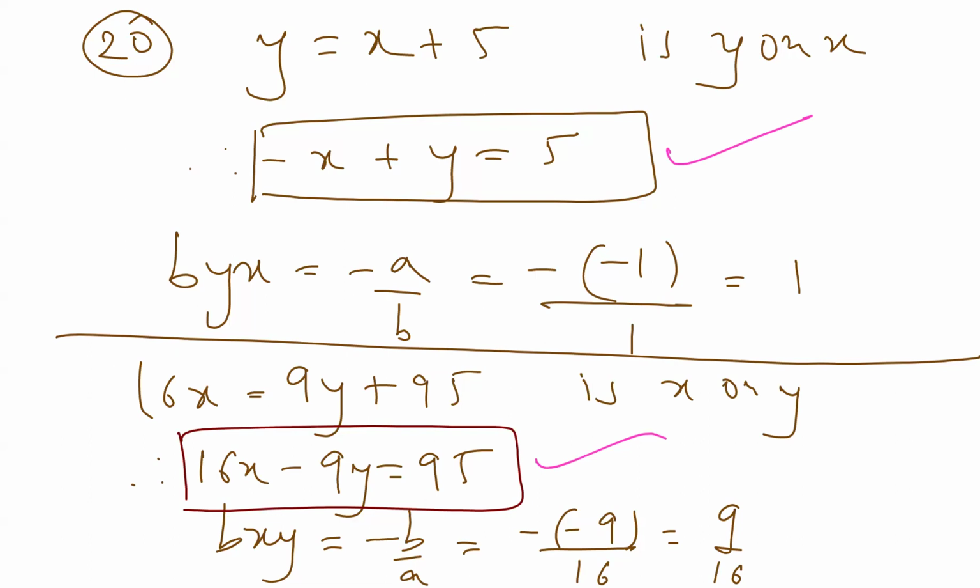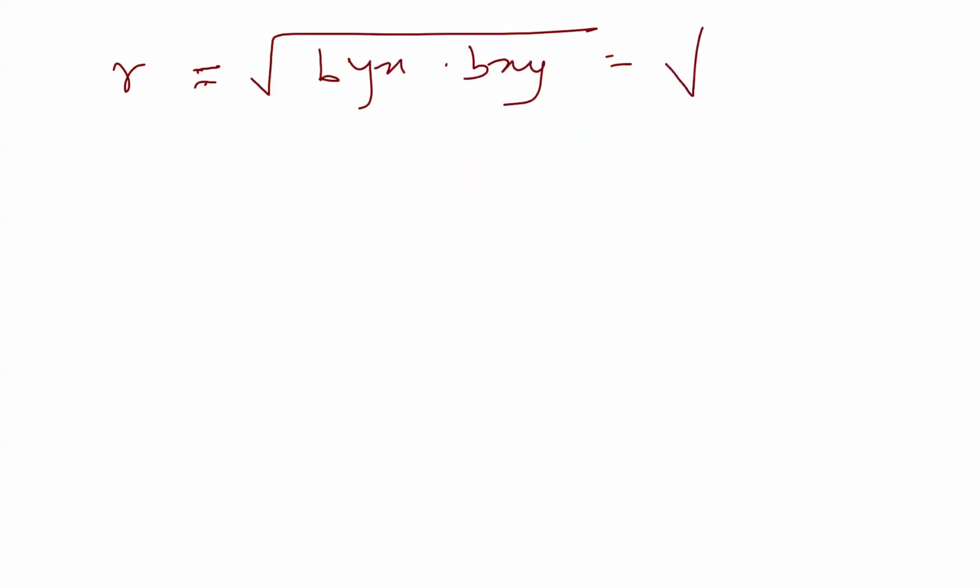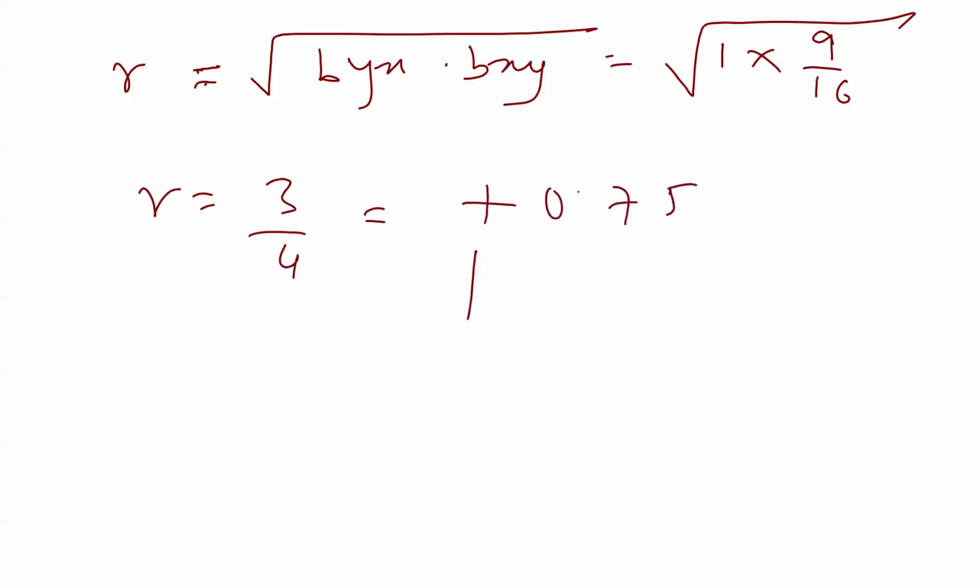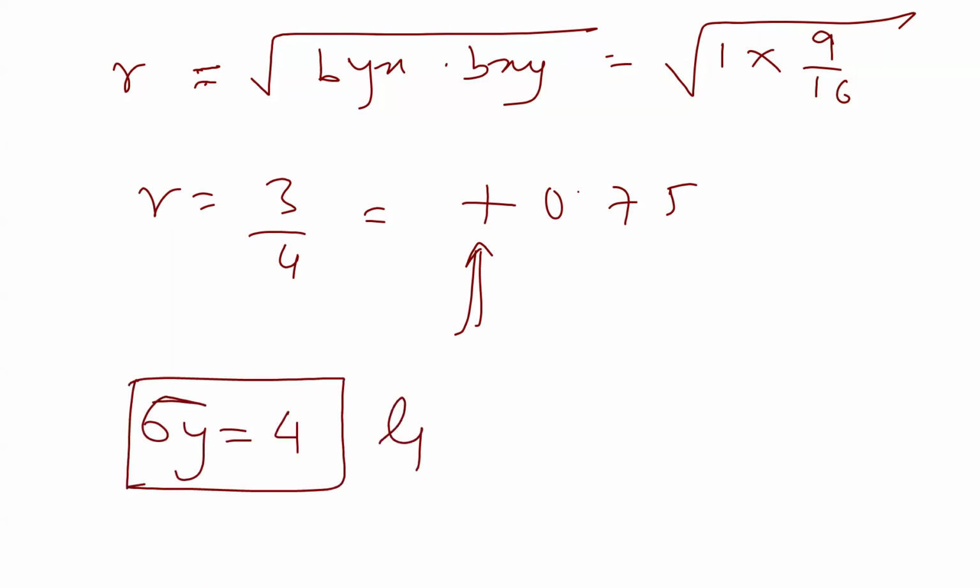R is also asked, correlation coefficient, in this problem. So R is equal to root of byx into bxy, root of 1 into 9 by 16. R is equal to 3 by 4, which is plus 0.75. I'm writing this as plus because byx and bxy, both the values are positive. One more thing is given, standard deviation of y is 4. It's given in the problem. They are asking you standard deviation of x. This value they are asking.